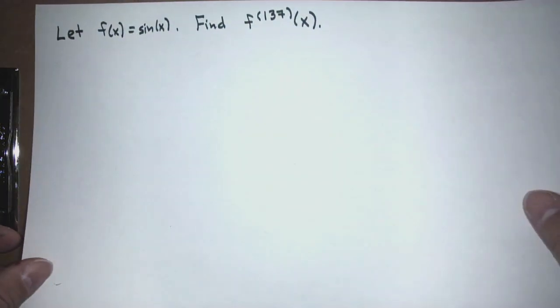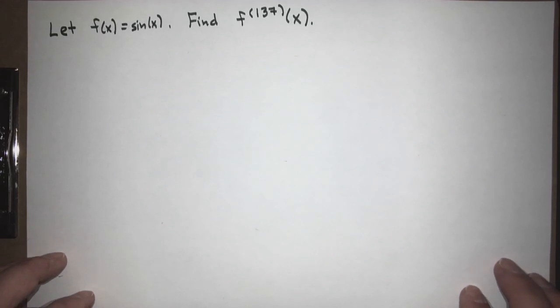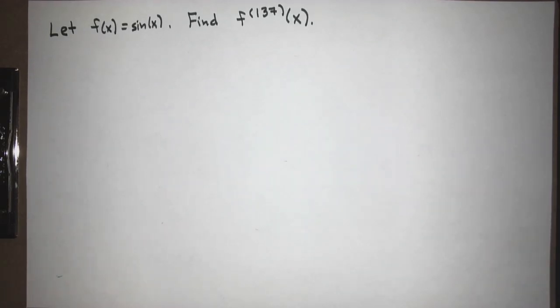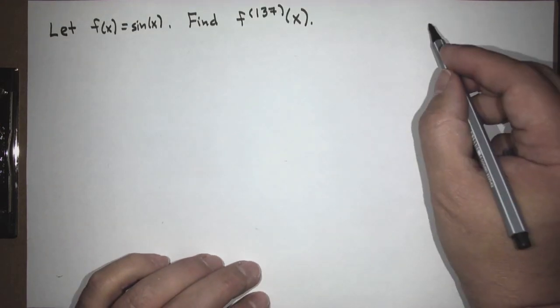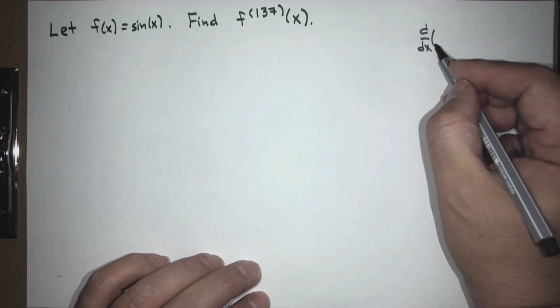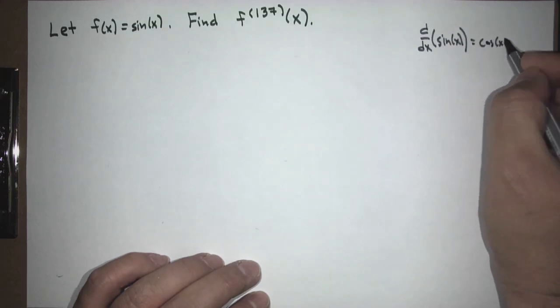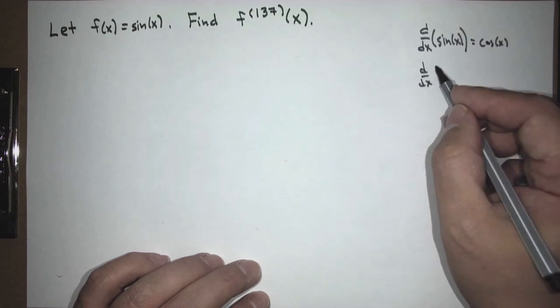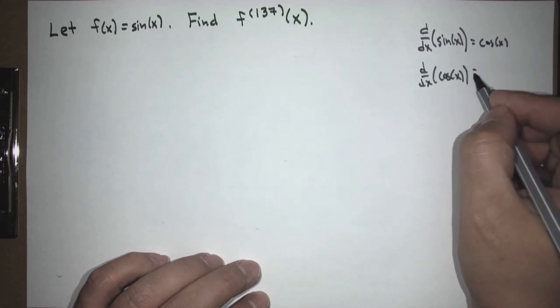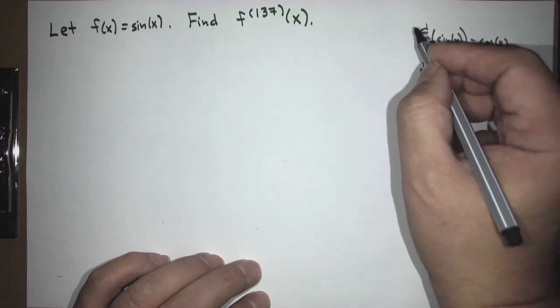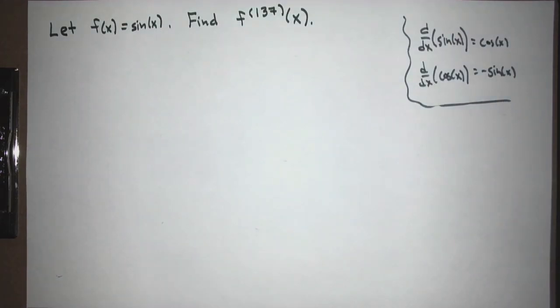So, here's a problem. f of x is sine of x. Find the 137th derivative of f. Okay, so for reference, just because we're new at this, we'll write down some facts. The derivative of sine is cosine, and the derivative of cosine is negative sine. Okay, that's for reference.